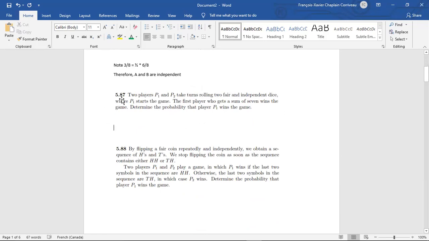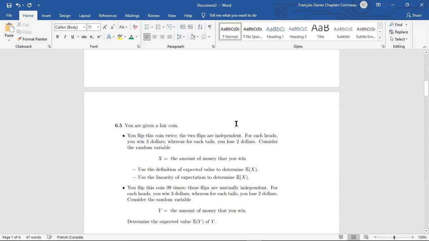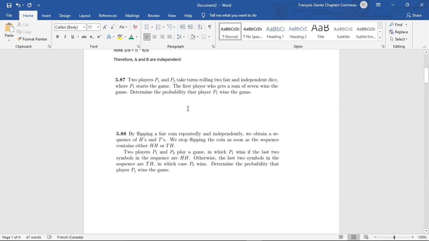Next. So here I chose a bunch of questions. Well, they look the same. The next 2 questions look the same. And you've done a similar question in your assignment. I think it's worth going over.